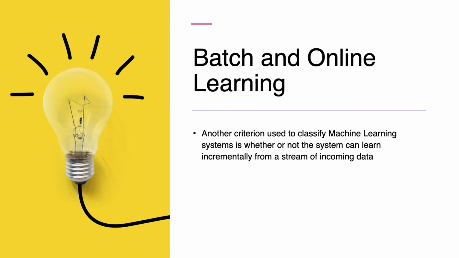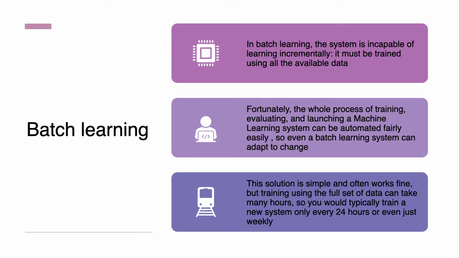Batch and online learning. Another criterion used to classify machine learning systems is whether or not the system can learn incrementally from a stream of incoming data. In batch learning, the system is incapable of learning incrementally. It must be trained using all the available data. This will generally take a lot of time and computing resources, so it is typically done offline. First the system is trained, and then it is launched into production and runs without learning anymore. It just applies what it has learned. This is called offline learning.